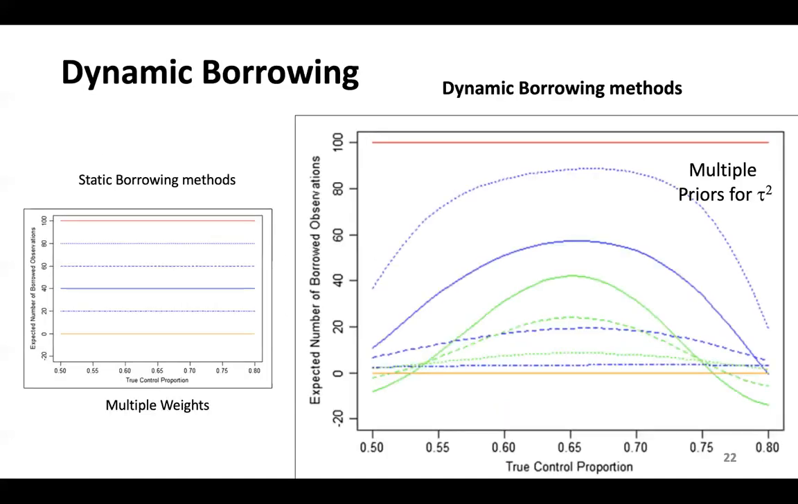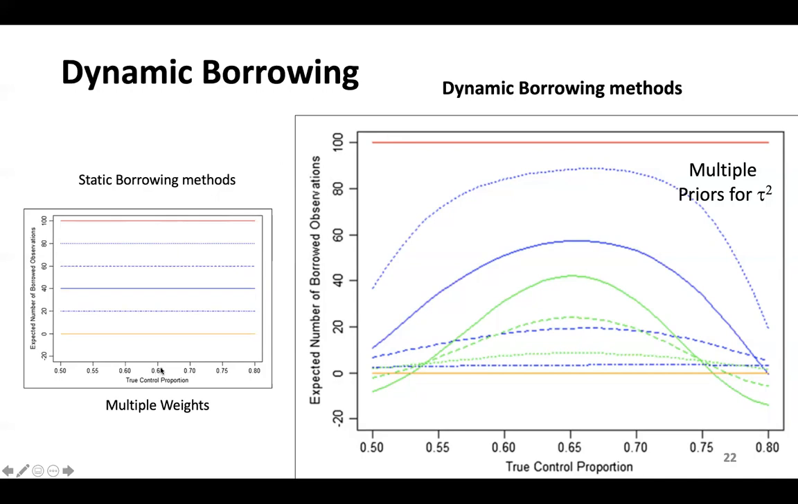So here's a demonstration, and this is where the term dynamic borrowing comes from in this setting. I'll spend a little bit of time and explain what's going on in these graphs. On the left is the expected number of borrowed observations from the 100. The different methods here, in red is just pooling, and red is pooling over here to the right as well. It means we add 100 patients to the trial inference.